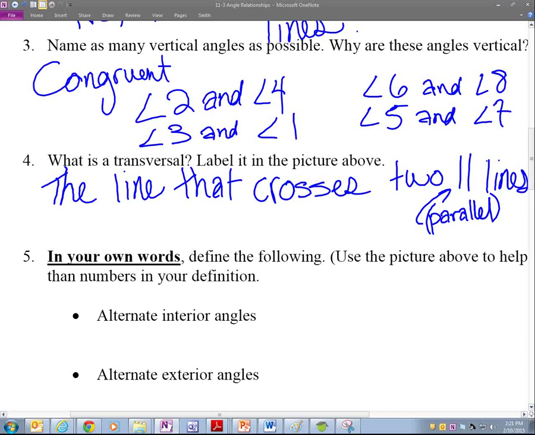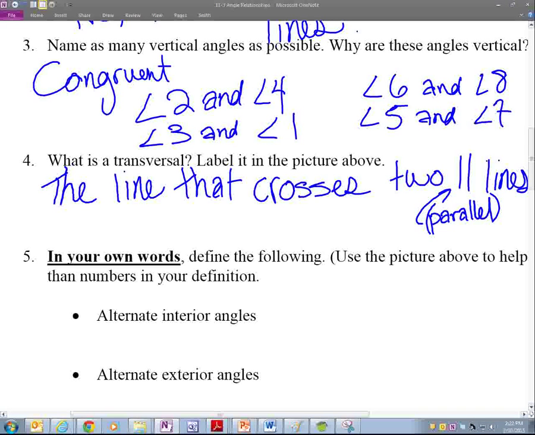No, silly. You have math homework. You don't like that word? Parallel? So a line that crosses. Shh! Don't lose me. Don't lose me. Okay.